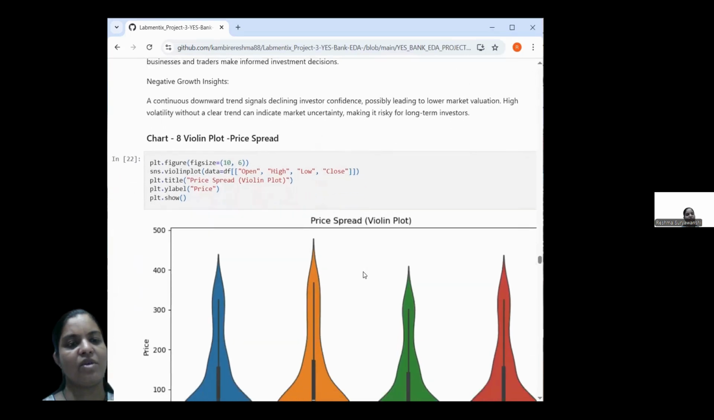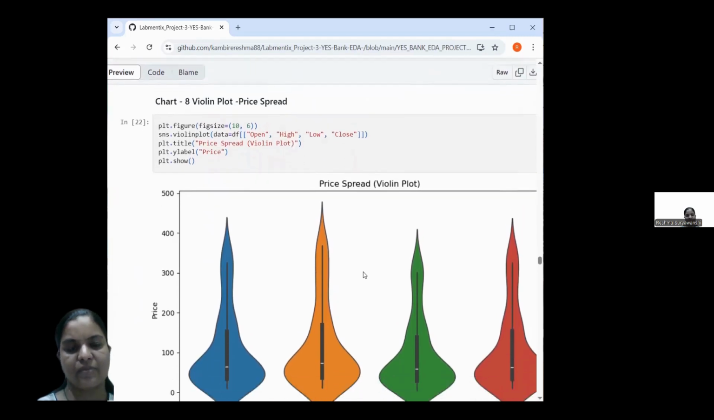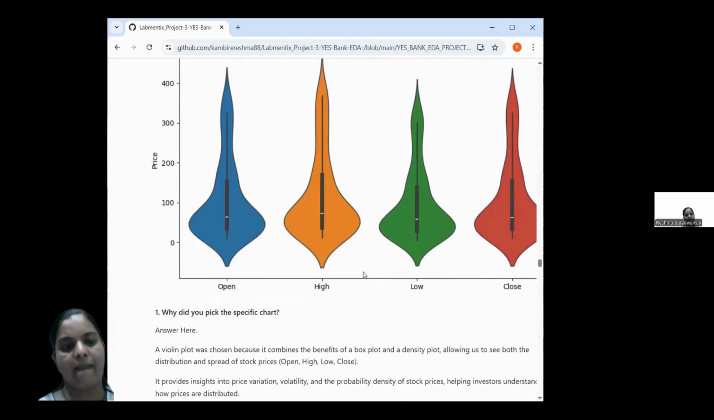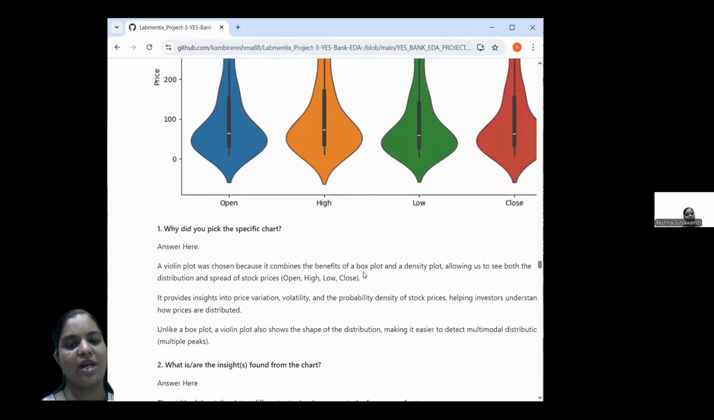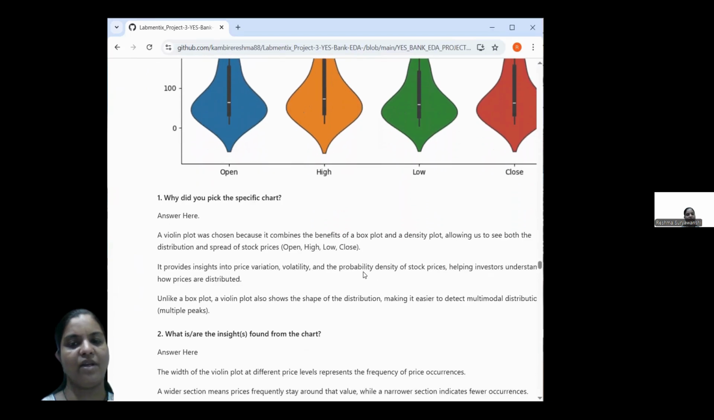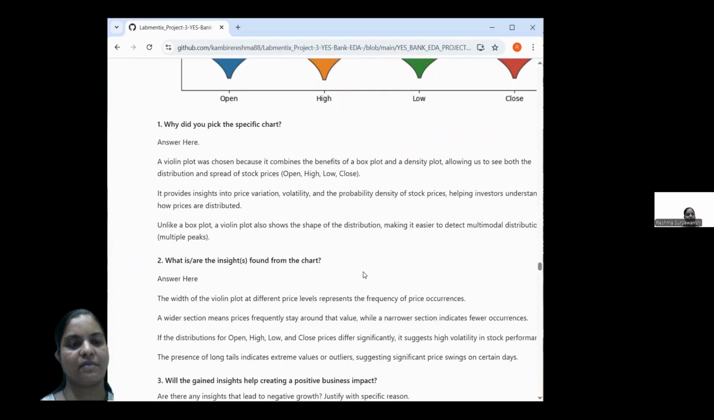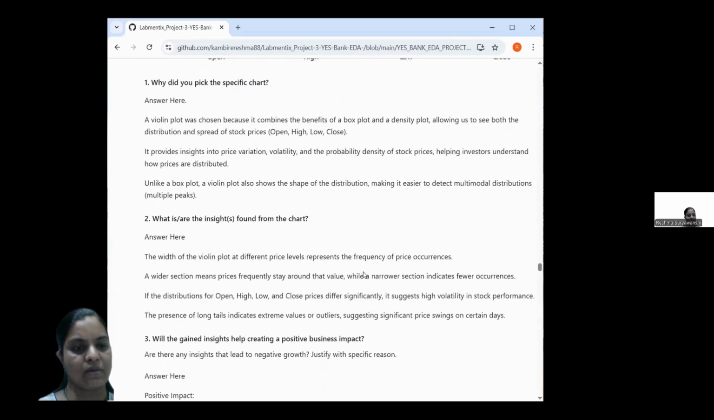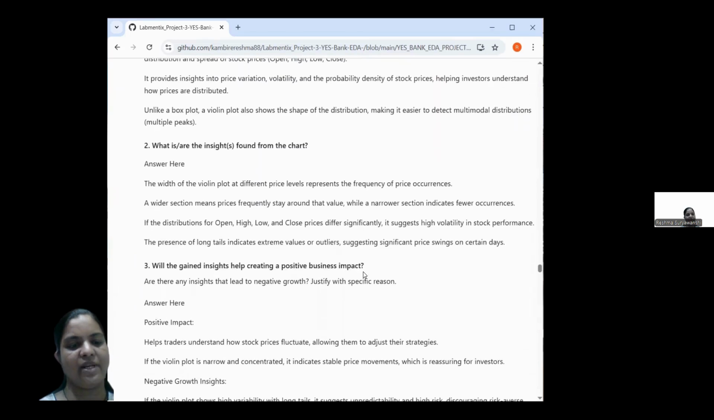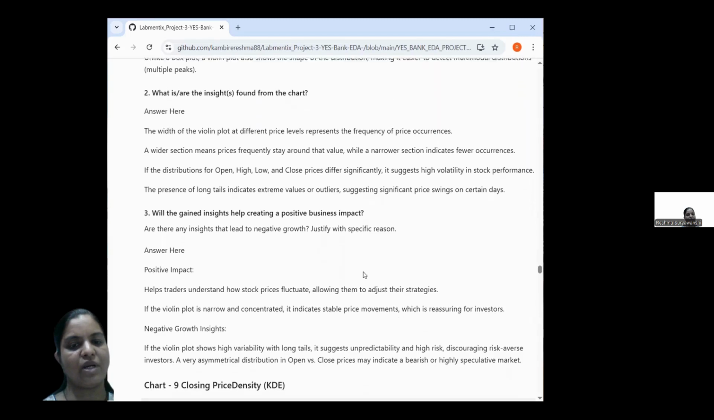Next is violin plot price spread, where a violin plot was chosen because it combines the benefit of box plot and a density plot, allowing us to see both the distribution and spread of stock price. So here, it helps traders understand how stock price fluctuate, allowing them to understand our strategies.